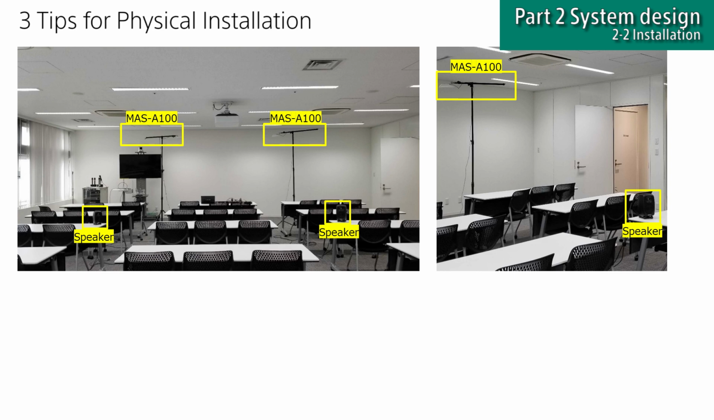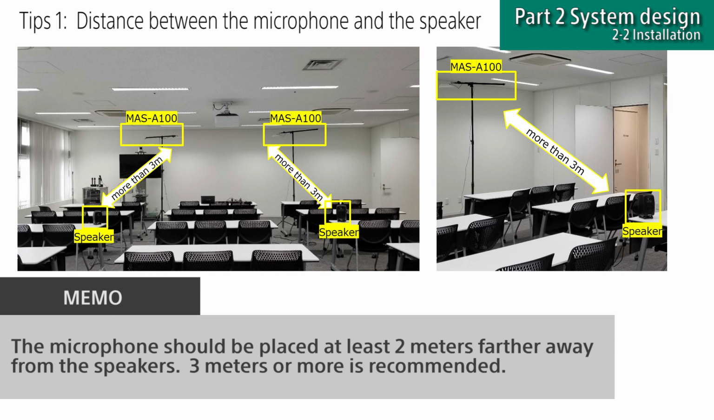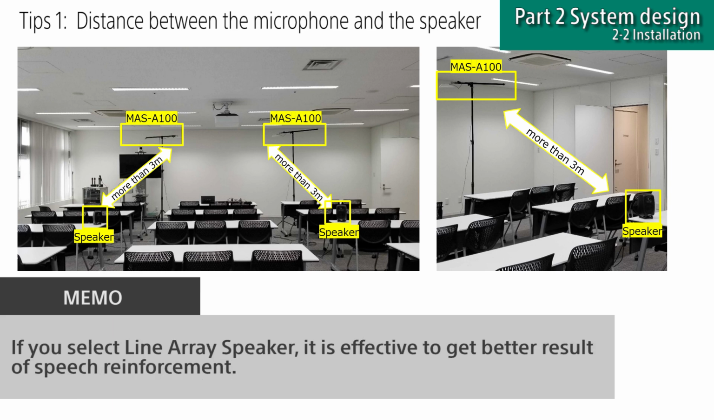There are 3 tips for physical installation. Number 1, distance between the microphone and the speaker. The microphone should be placed at least 2 meters further away from the speakers. 3 meters or more is recommended. If you select a line array speaker, it is effective to get a better result of speech reinforcement.